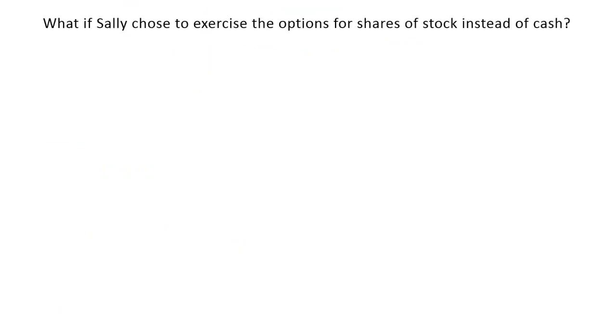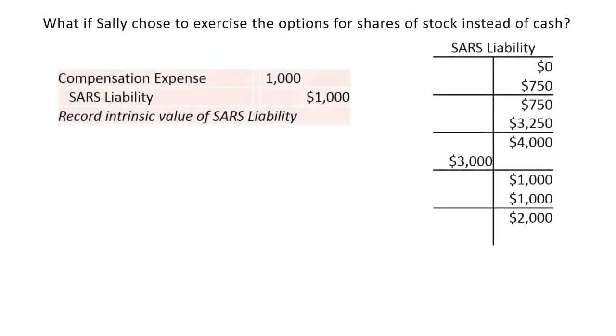So first things first, the step 4 entry is the same. I have to get the SARS liability to intrinsic value before I satisfy it. What changes is what I do next, because I can't just credit cash. Now I've got to figure out how many shares of stock to give her, and how that breaks down into common stock and additional paid-in capital. So the first thing I need to do is figure out how many shares I can give her for this $2,000 that I owe her.